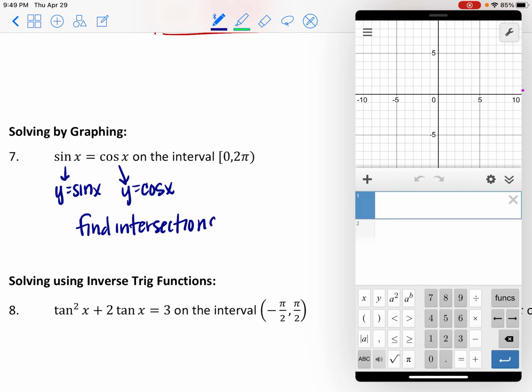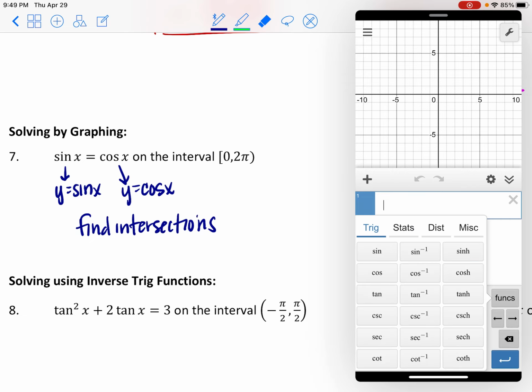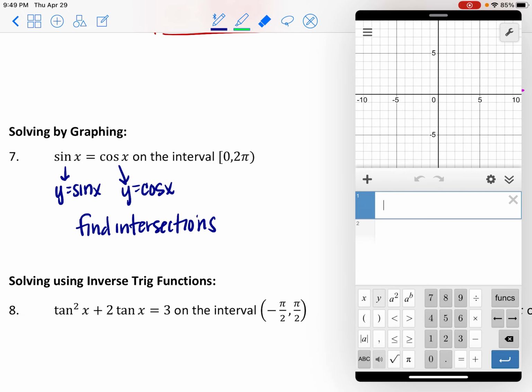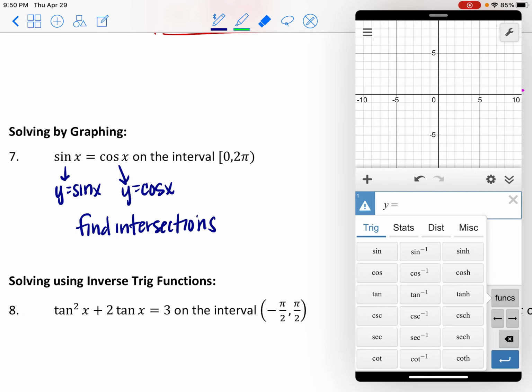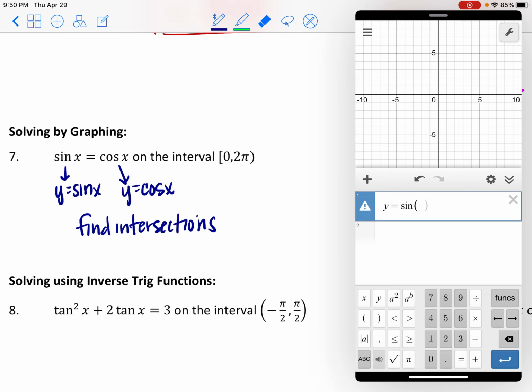And this is again just on the interval from 0 to 2 pi, so I don't have to look forever, just over one cycle basically. So let's type this in here. Oops, y equals the sine of x, and y equals the cosine of x.